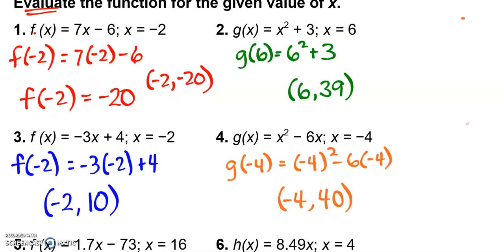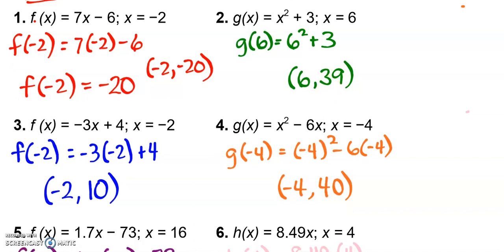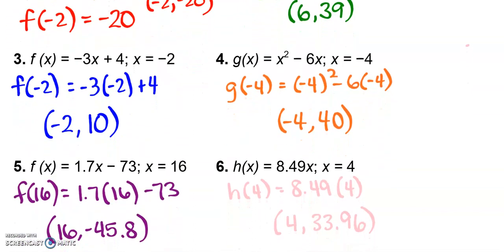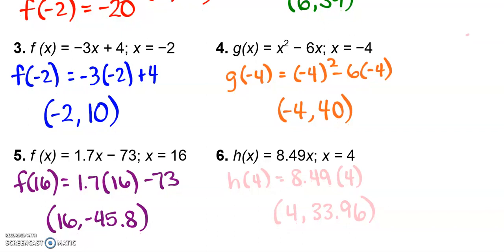All right, I'll give you a chance to go through and check your answers. For number 2, I got 39. For number 3, I got 10. For number 4, I got 40. For number 5, I got negative 45.8. And for number 6, I got 33.96. Please note that for number 5 and number 6, you definitely should have taken out your calculator, and you are definitely going to want your calculator if you haven't already taken it out.